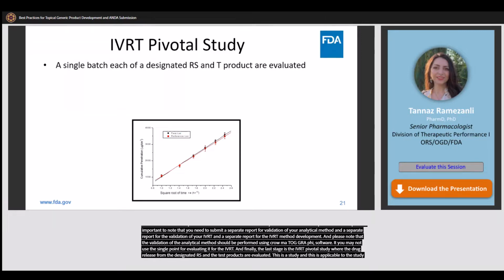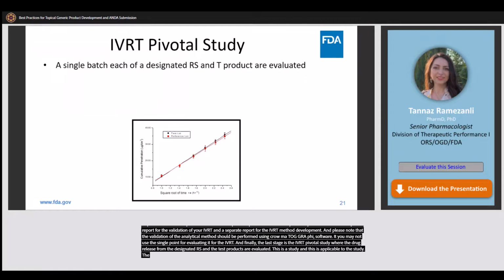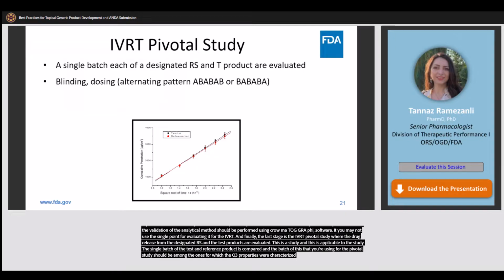A single batch of the test and reference product are compared, and the batch of the test and reference that you're using in the IVRT pivotal study should be among the ones for which the Q3 properties were characterized. It is recommended that you use a blinding procedure to blind the investigator conducting the IVRT study, and once blinded, then the test and reference product can receive random designation of, let's say, A and B, and they can be dosed on the membrane using an alternating pattern. For example, if the first set of cells are dosed as AB, AB, AB, the second set can be dosed in a sequence of BA, BA, BA.